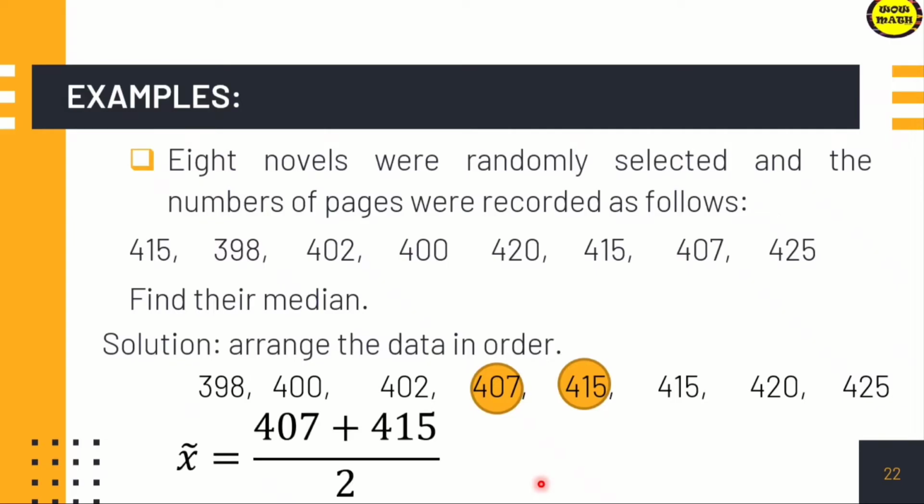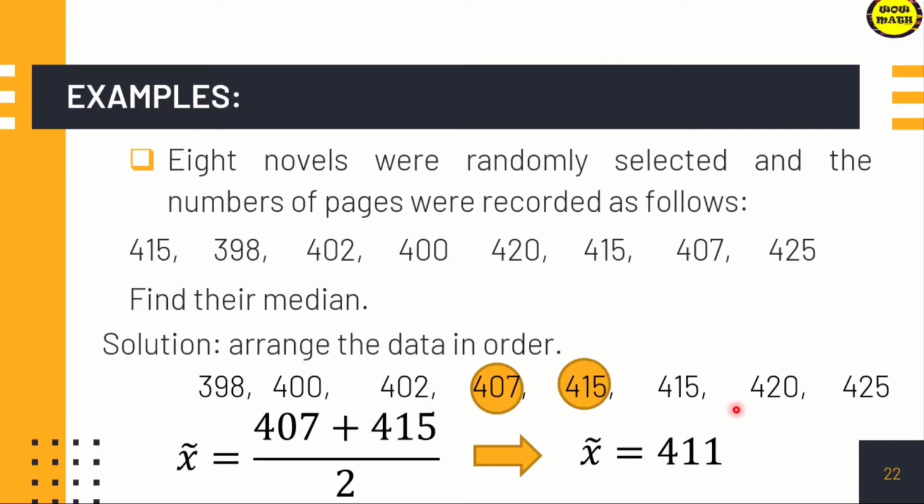We're going to add the 407 and 415 and divide it by 2. So the answer will be 411. So kung sa mean, kapag meron tayong binago or nabagong value dito, nagbabago rin yung value ng mean natin. Pero sa median, let's say for example, yung dulo natin naging 500. Tingin nyo ba mag-change din yung value ng median?